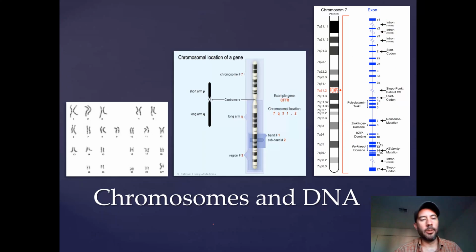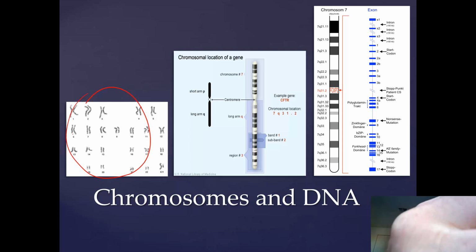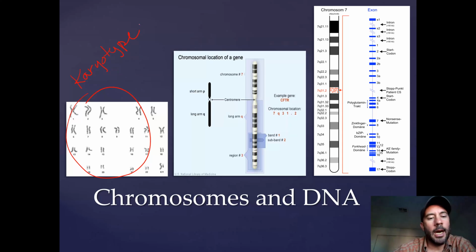This just shows a different version. This here is called a karyotype. It's a way to look at chromosomes under a microscope after staining them, so you can see sort of individual regions. I won't ask you about karyotype, but in case I mention it, you should know.